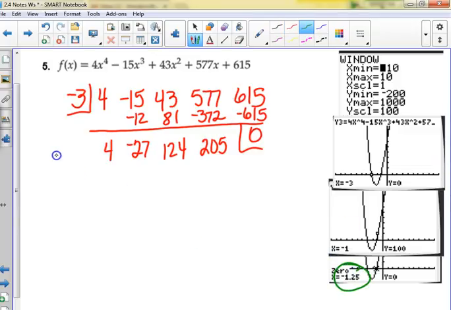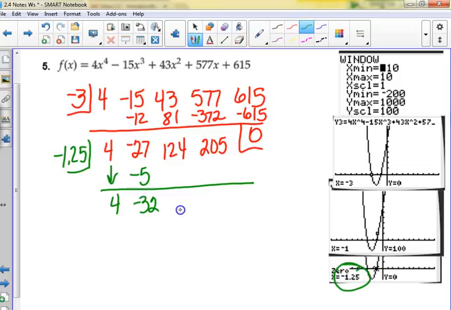Yeah, and we could just use the decimal. Okay. Calculator in hand. Bring down the 4. What's negative 1.25 times 4? Okay, add is negative 32 times negative 1.25. Add is 164 times negative 1.25. Yay. Okay.